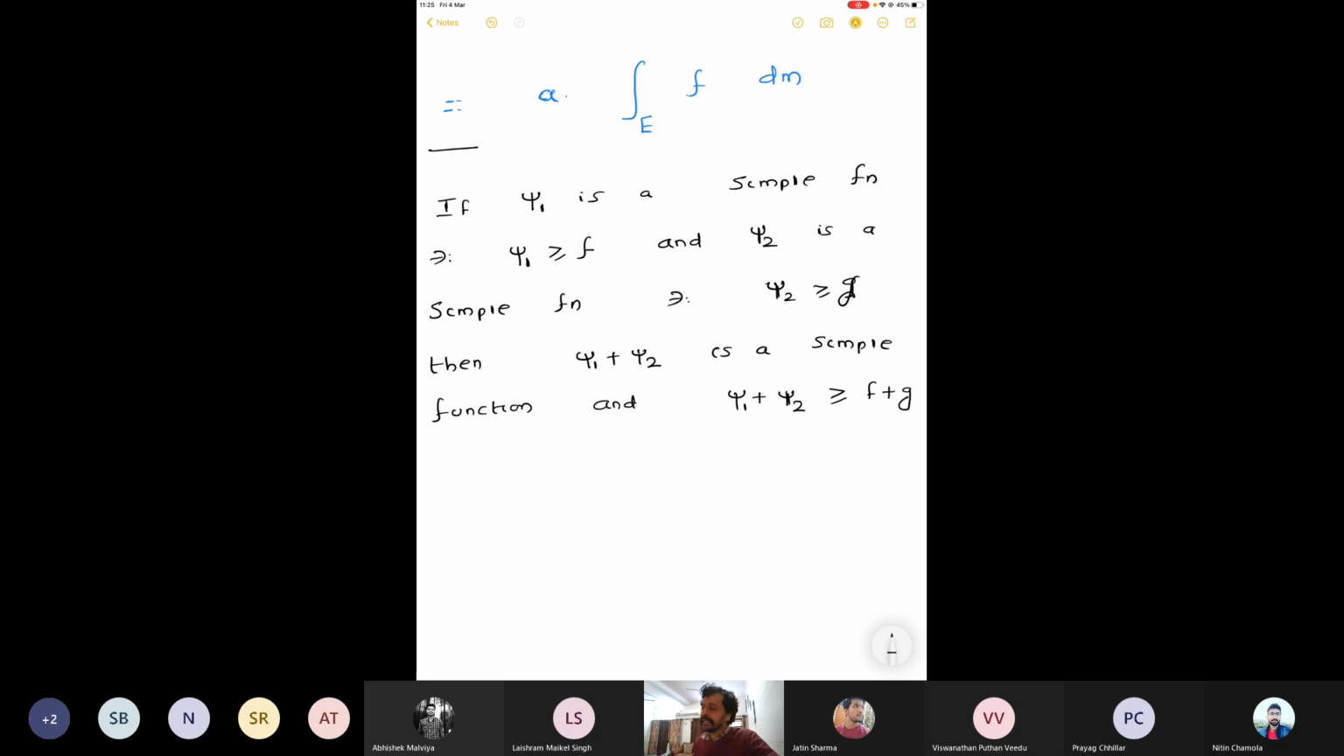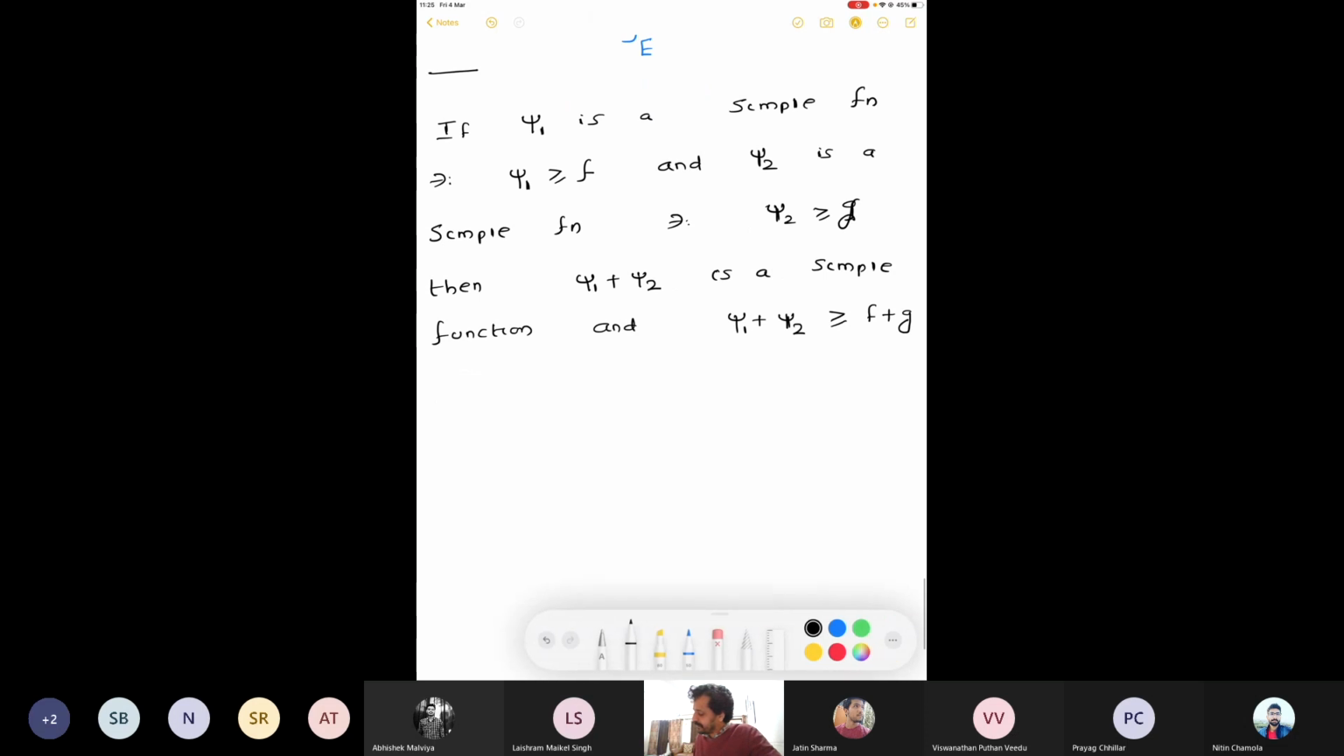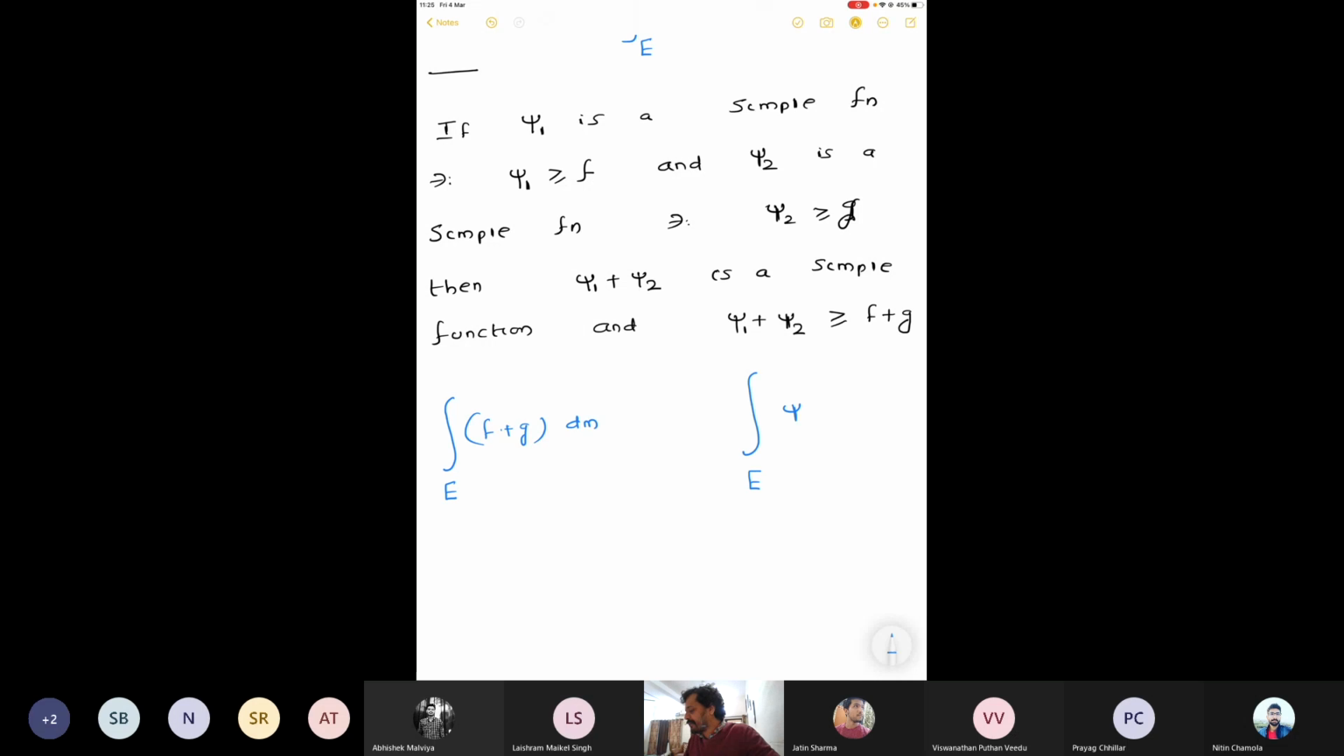Okay, so now instead of integrating F plus G, which I don't know how to integrate, I will integrate psi1 plus psi2. Integral over E of F plus G dm, this is what I want. I am trying to estimate it using the integral over E of psi1 plus psi2 dm. Now tell me, what is the connection between these two? Is it less than or equal to, or greater than or equal to? Less than or equal to.